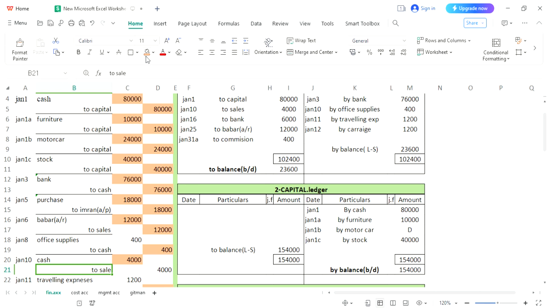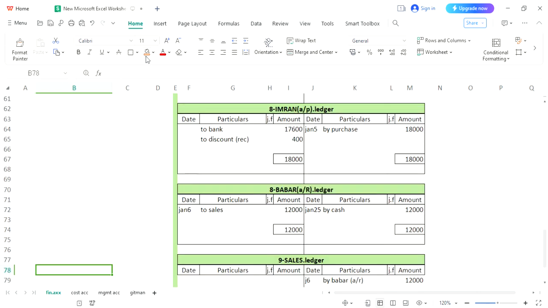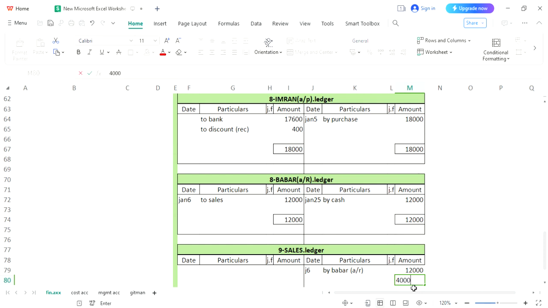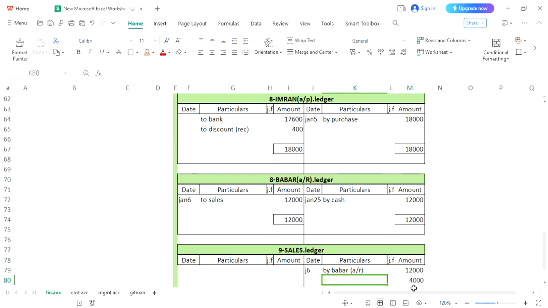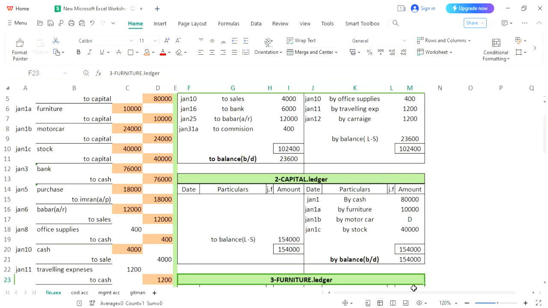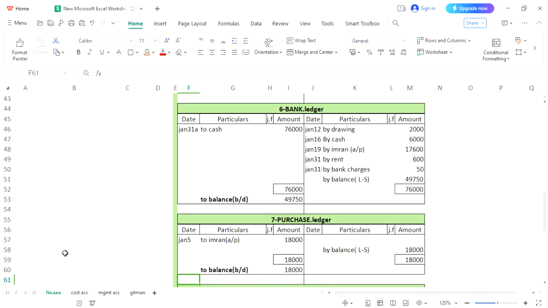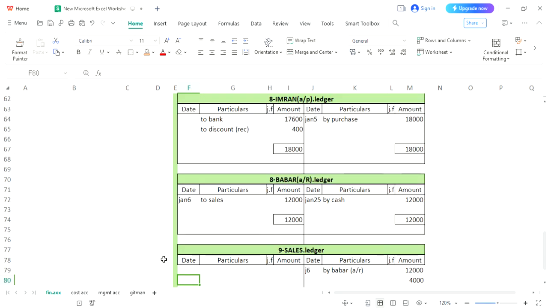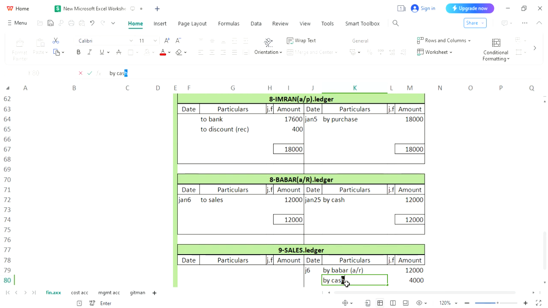Yes, we have seen sale is also present in January 10. 4,000 credit, 4,000 would be written on credit side. Here you have put 4,000. It's time to see its reference of 4,000. So here 4,000 arrived. You can see 4,000 for sale is credited. What is written on opposite side? Cash. Put its reference. That means by cash over here.